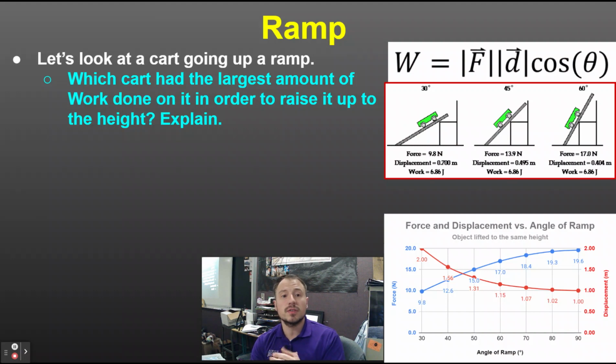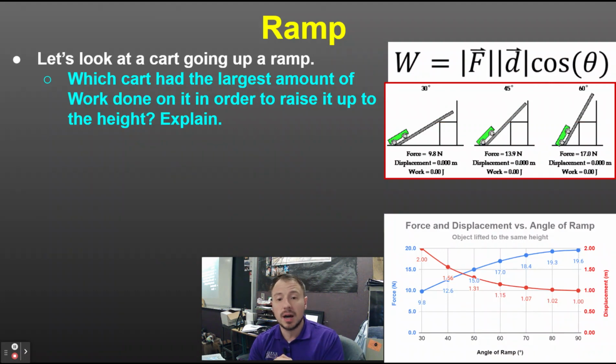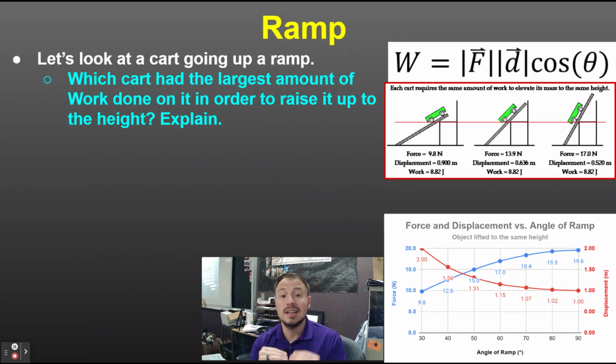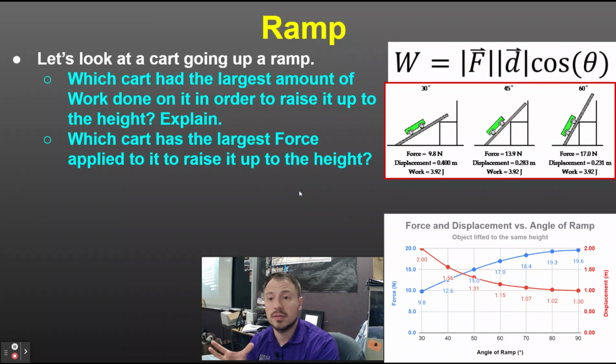Gravity is a conservative force. It is path independent, which means it does not matter what route you take to go up to that same height. Your gravitational potential energy is the same. It doesn't matter what angle, whether you go straight up or at a pretty shallow angle. At the end of the day, that cart is going to have the same gravitational potential energy at the top. So that's why the same amount of work is done, right?